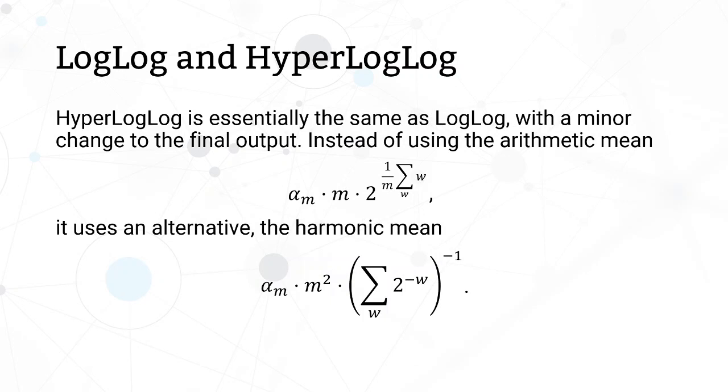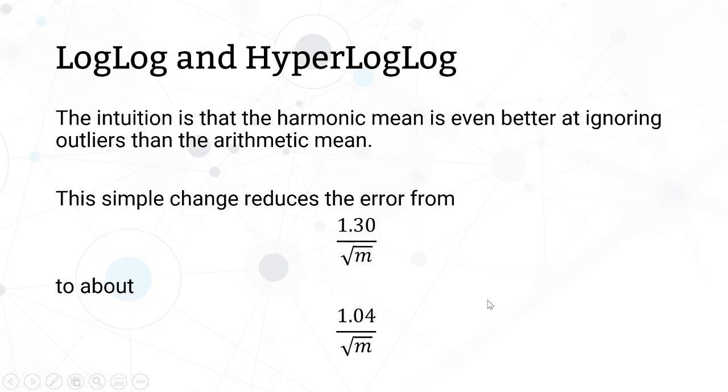And so that's LogLog, but HyperLogLog is essentially the same as LogLog with a minor change to the final output. So instead of outputting this arithmetic mean we computed earlier, it actually uses this alternative, the harmonic mean. And the intuition behind that is really just that the harmonic mean is better at ignoring outliers than the arithmetic mean. So it doesn't let outliers really affect it that much. And just changing this thing actually can reduce the error from 1.30 over square root m to around 1.04 over square root m, which is already really good.